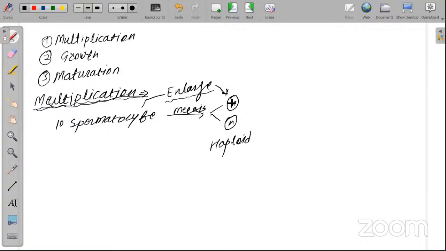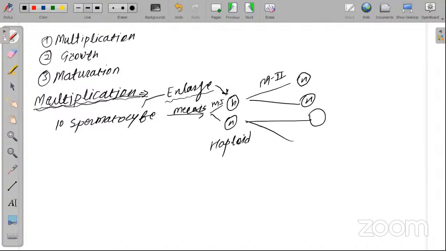After it, it divides into the haploid cell. Again here M1 happens, that is meiosis 1 happens. After that this cell goes to meiosis 2, and it divides into 4 cells. ठीक है, ये meiosis 2 में जाएगा and it divides into the 4 cells. So you can see here 4 cells develop, and those 4 cells are known as the spermatids.